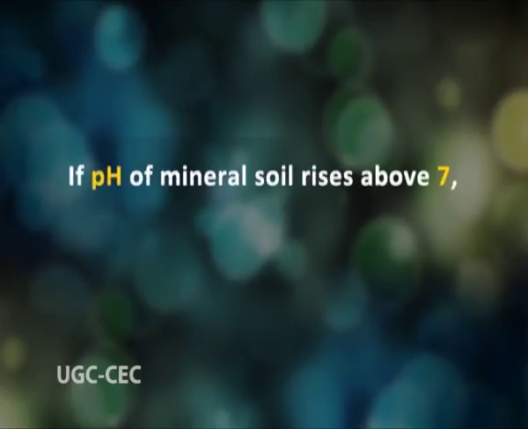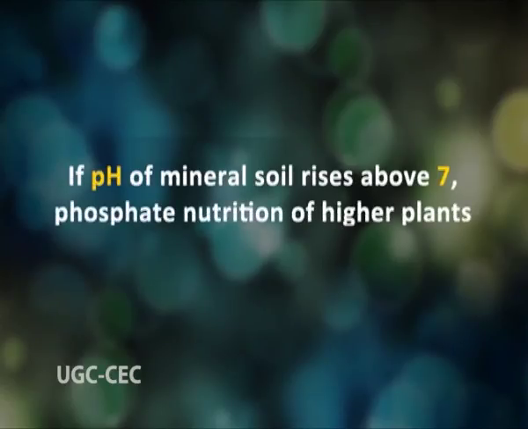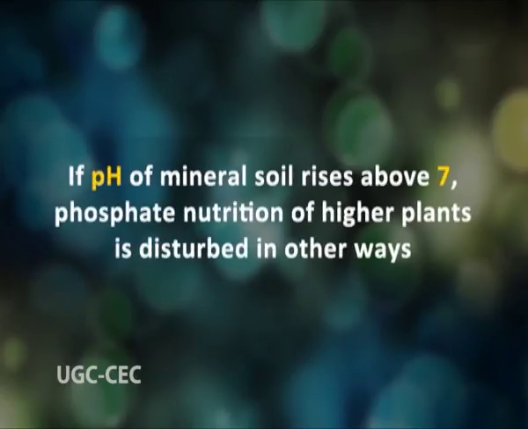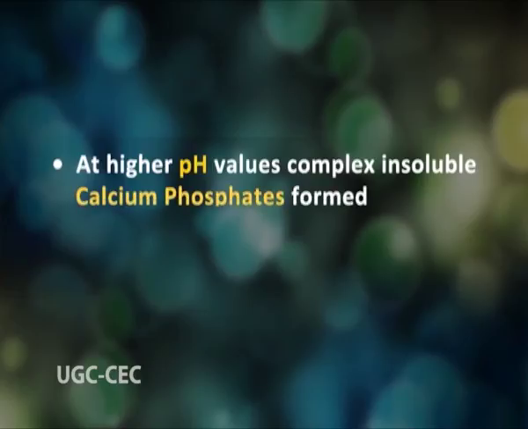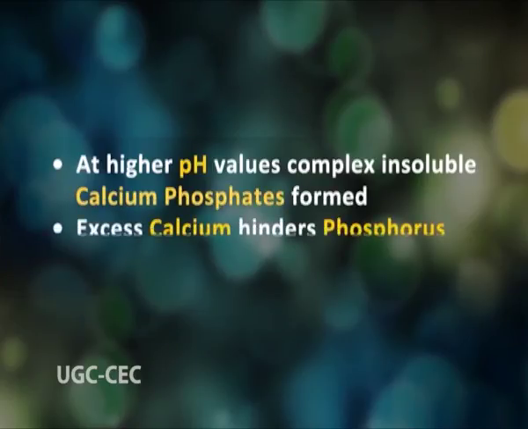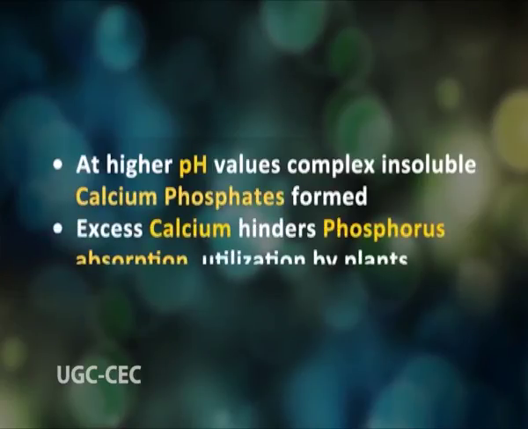pH is below 5. If the pH of a mineral soil is raised much above 7, the phosphate nutrition of higher plants is disturbed in other ways. First, at higher pH values, complex insoluble calcium phosphates are formed. Furthermore, at pH values above 7, the excess calcium may hinder phosphorus absorption and utilization by plants.